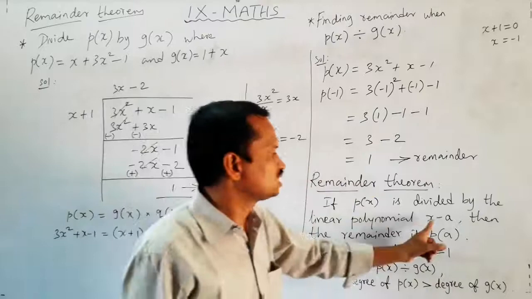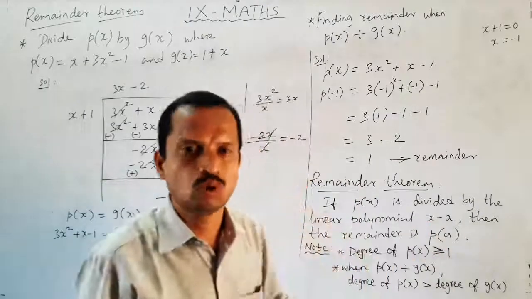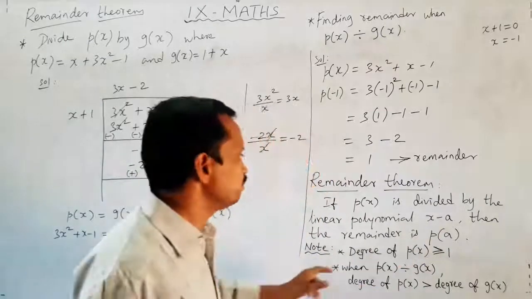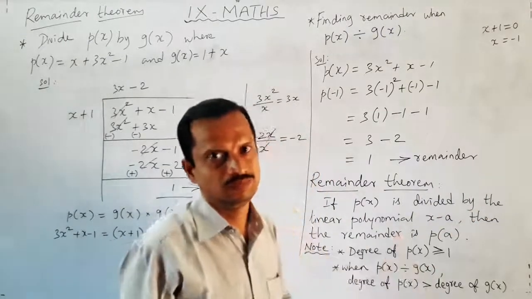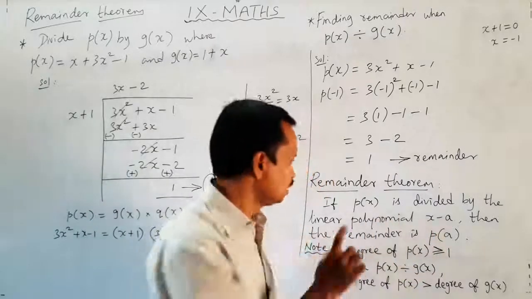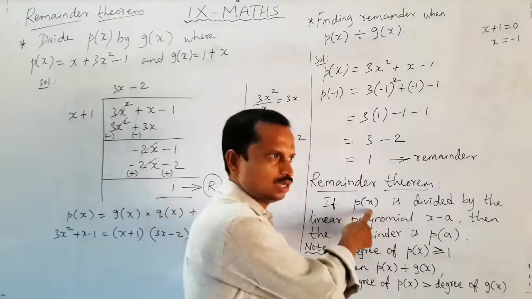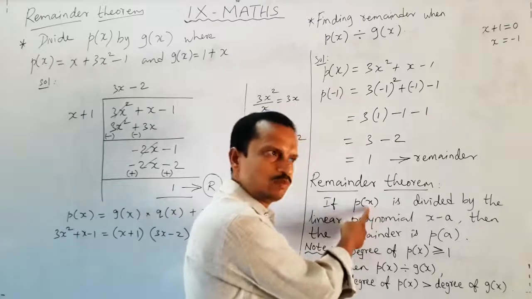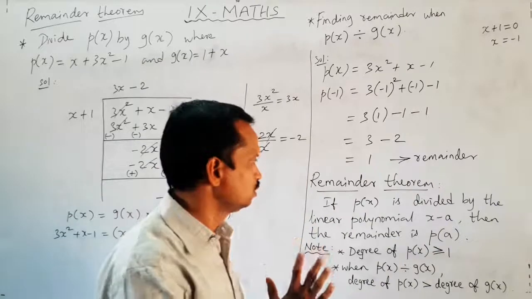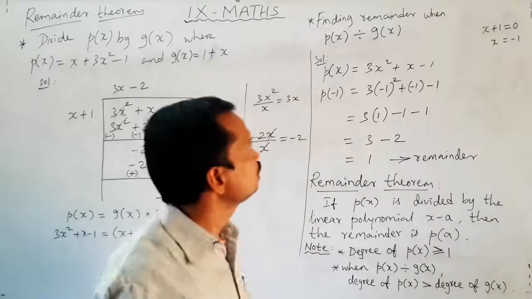Because x power is 1, the degree is 1. So x minus a is a linear polynomial. Then the remainder is p of a. Just we put a instead of x. P of x is the given polynomial. For x, put a. That is p of a, which is the remainder. So that is what the remainder theorem says.